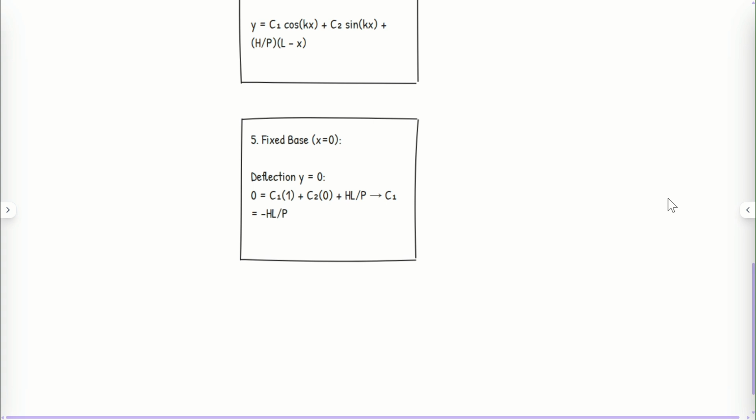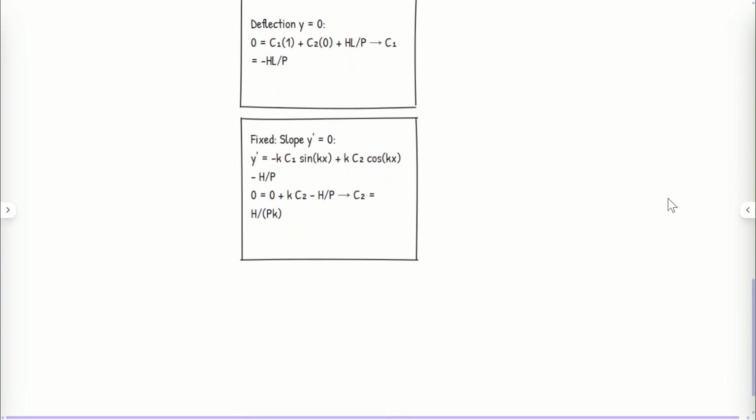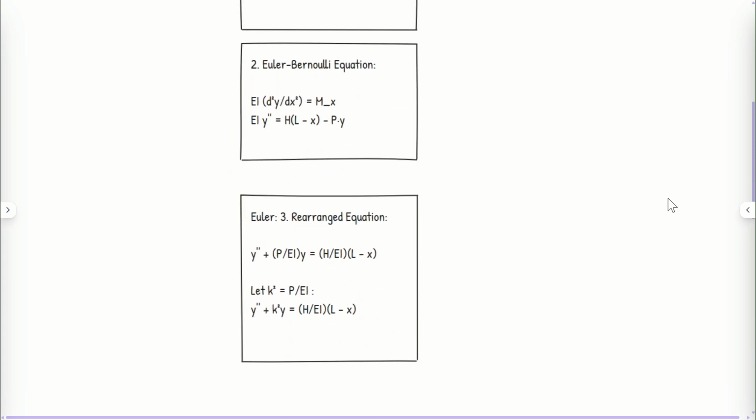At the fixed base, where x is 0, the lateral deflection is 0. Substituting x equals 0 into our equation gives us our first constant of integration, c1. Also, at the fixed base, the slope of the column must be 0 because it is rigidly held in place. Taking the derivative of our equation and setting it to 0 yields our second constant, c2.